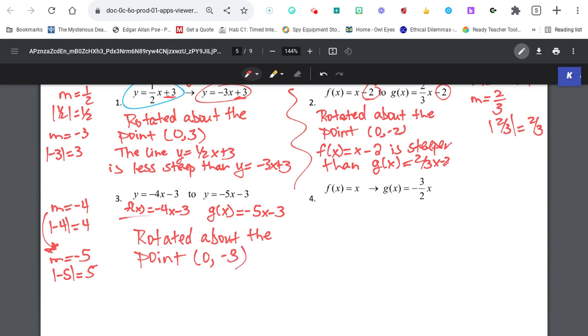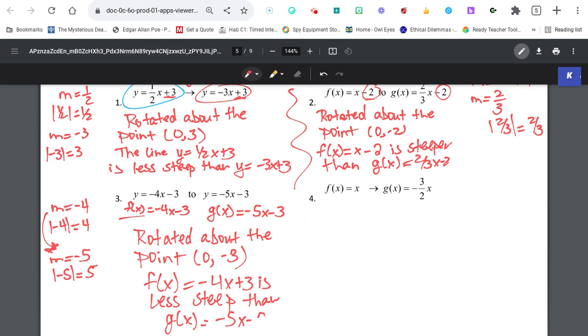And I'm going to say, I'm calling this f of x. f of x equals -4x plus 3 is less steep than g of x equals -5x minus 3.